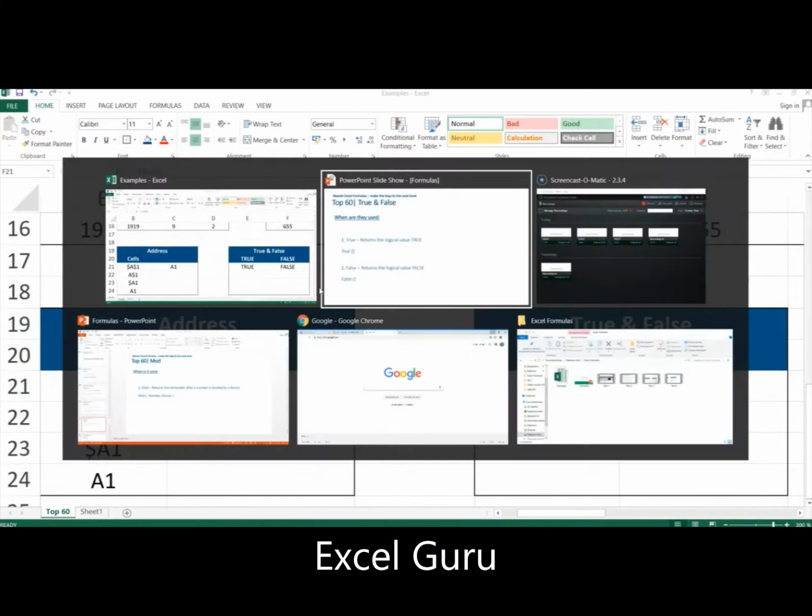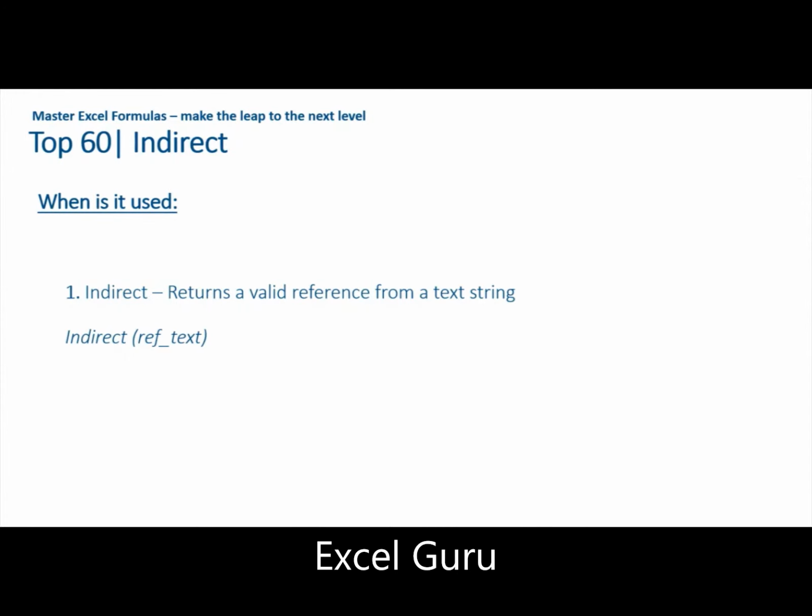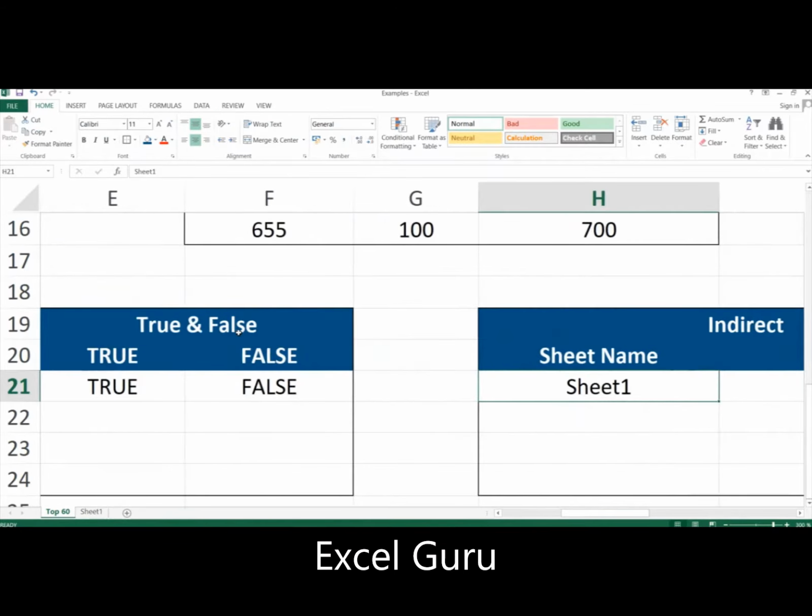Okay, so going back to the presentation, the next formula is one which is very frequently used, especially in combination with other formulas. But here I will just show you how this formula works on its own. What it does is it returns a valid reference from a text string. The structure of the formula is as shown here. All we need really is a reference text. Let me just give you an example to show you how this works.